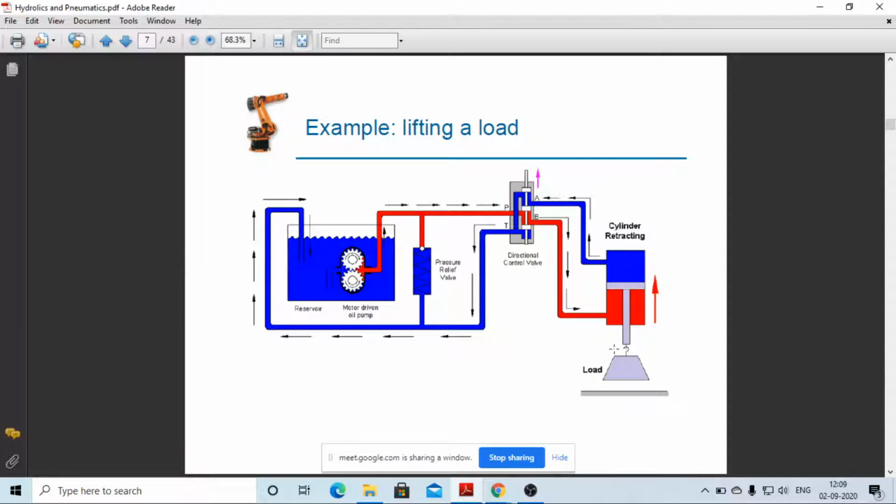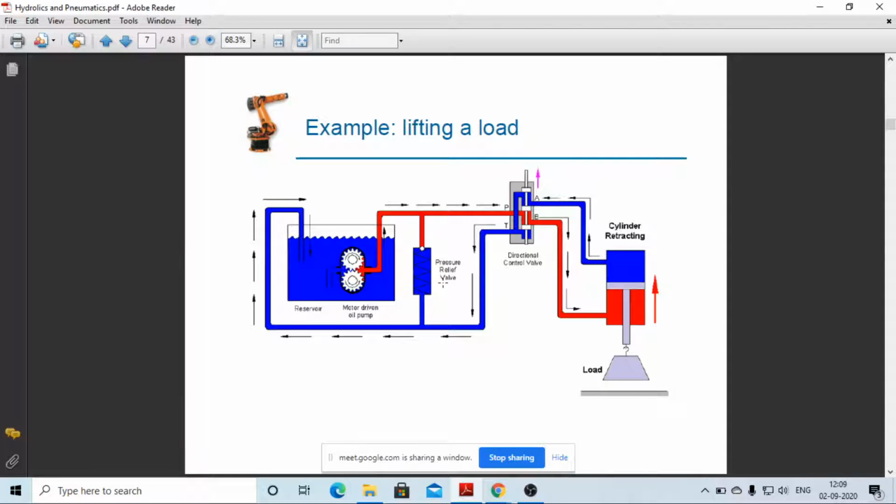It means your cylinder pressure system is directly connected to the pressure pump. Here you can see that there is a pressure relief valve. The pressure relief valve has an arrangement of a spring type of system and a sphere ball type of system.